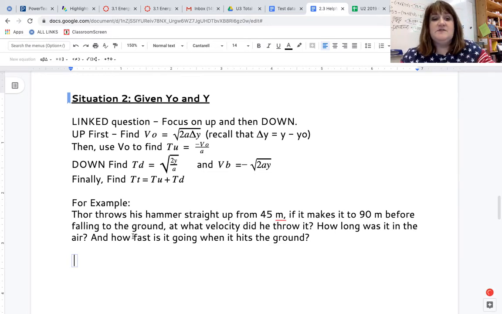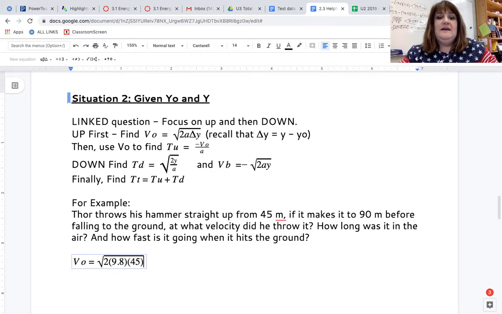The first thing you have to do is find V naught. V naught is equal to the square root of 2 times 9.8 times 45. Okay, now why am I using a positive 9.8 here? What you have to remember is that when you're talking about going in one direction and you have to take the square root, your V naught is going to end up being positive anyway. So we're looking for the absolute value of gravity, not just negative 9.8.